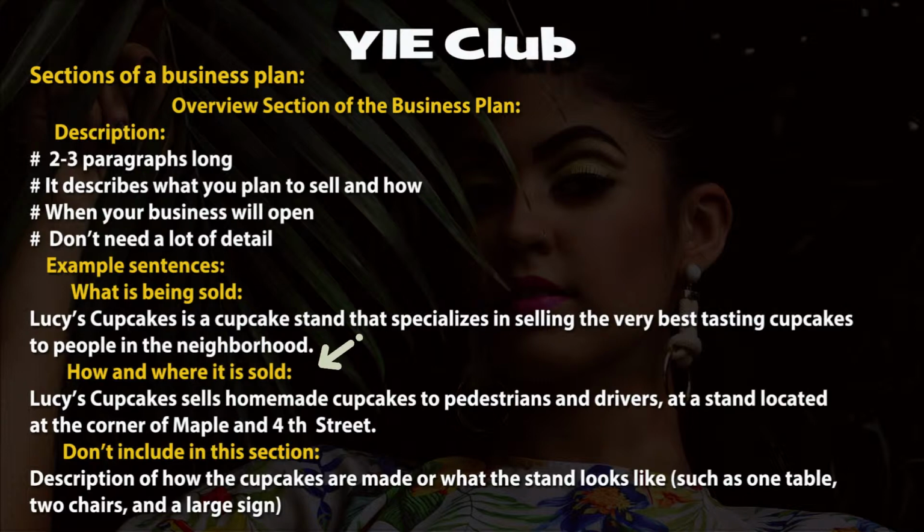How and where it is sold. Lucy's Cupcakes sells homemade cupcakes to pedestrians and drivers. Pedestrians are people who are walking, and drivers, at a stand located at the corner of Maple and 4th Street. So I said how it's going to be sold. It's going to be sold at a stand, and where it's going to be sold, I just came up with the location of Maple and 4th Street, and to whom it's going to be sold: the people who are walking or driving by.